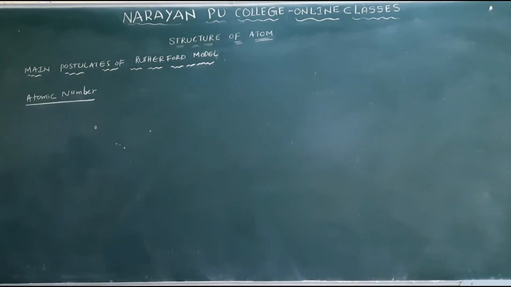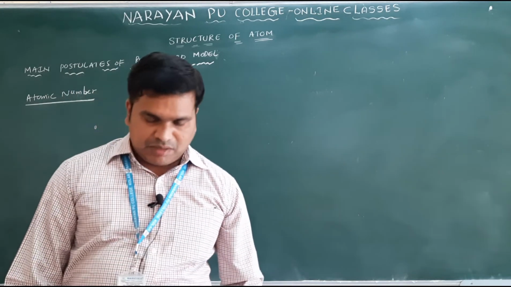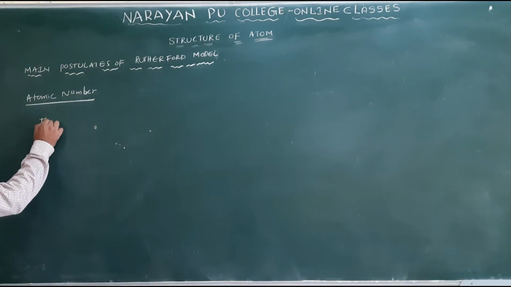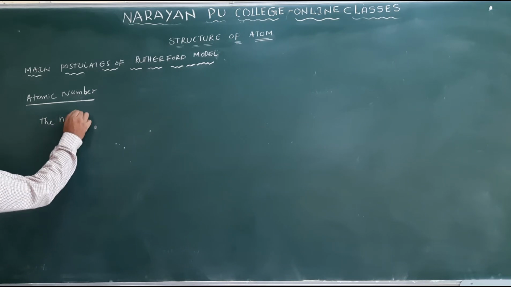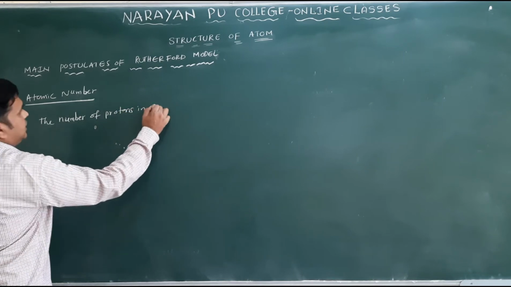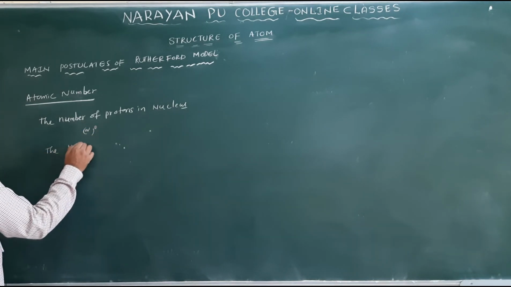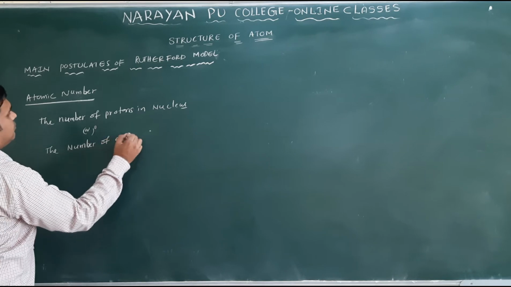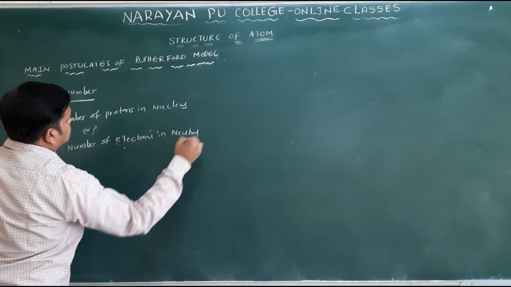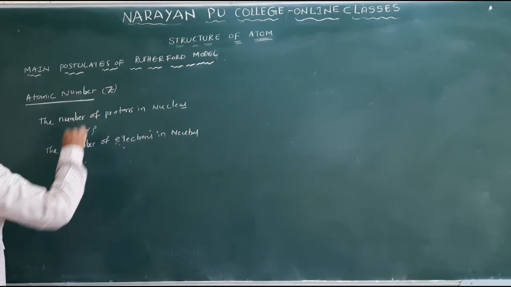Now we will see the atomic number. What is atomic number? The number of protons in the nucleus is called the atomic number, or the number of electrons in a neutral atom is also called the atomic number. This atomic number is denoted by Z.